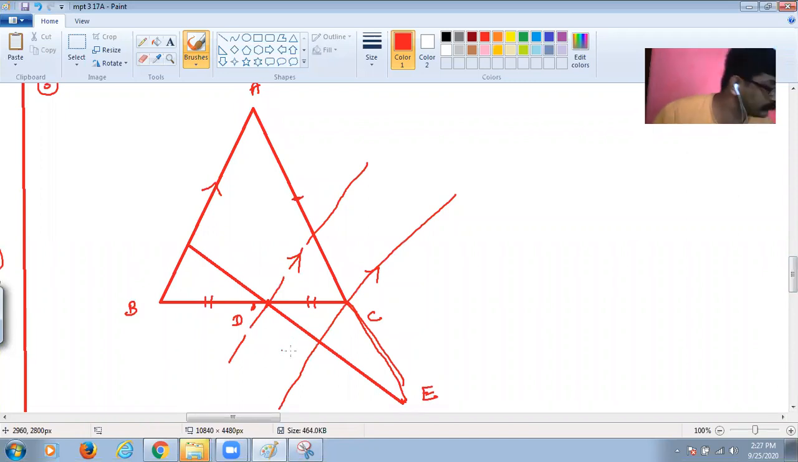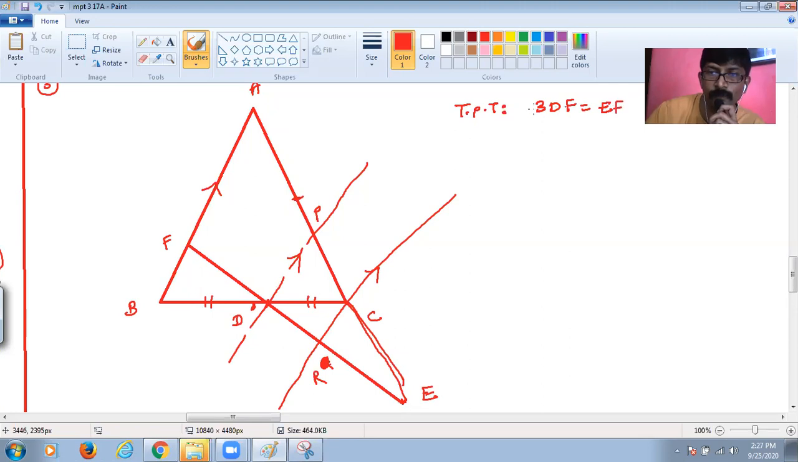Now next, which meet AC at point P, and EF at point Q. Okay, EF at point R, not Q, respectively. Prove that 3DF is equal to EF. That is the first part. And what is the second part?